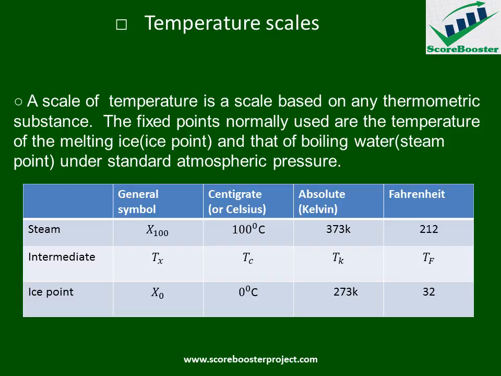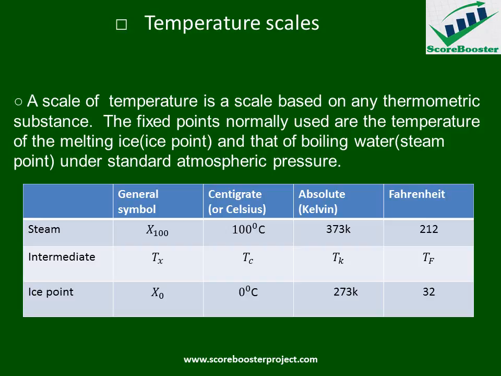Now, having understood the thermometric property of mercury and alcohol as well as their limitation, the next body of consideration is the summary of the temperature scale. A scale of temperature is a scale based on any thermometric substance. The fixed points normally used are the temperature of melting ice, which represents the ice point, and that of boiling water, which represents the steam point, under standard atmospheric pressure.